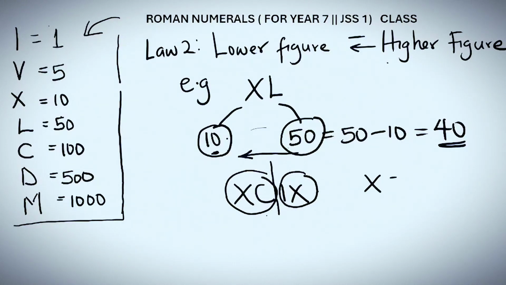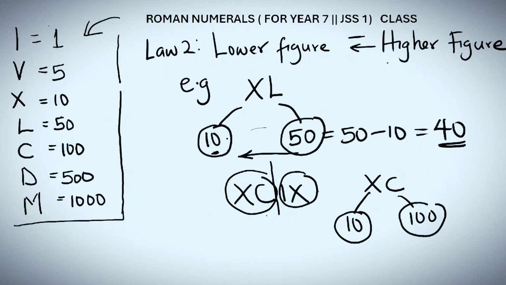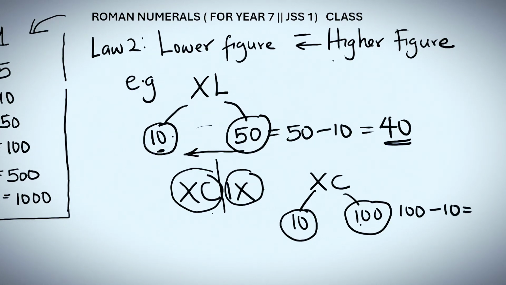So for XC, we discover that X is 10, C is 100. Since the smaller one is coming before the higher one, what do we do? We'll take the higher figure minus the lower figure. That becomes 100 minus 10, which gives us 90, right?